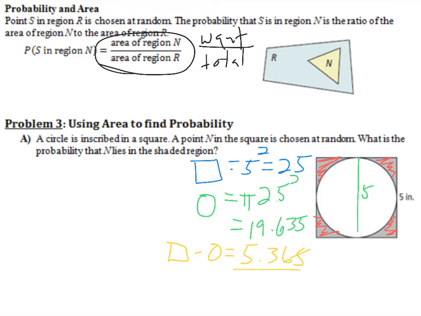This is my favorable outcome. This is what I want to happen. So 5.365 over the total area, well, that's the area of the square, so it would go over 25. This is the probability that I land somewhere in the shaded region.